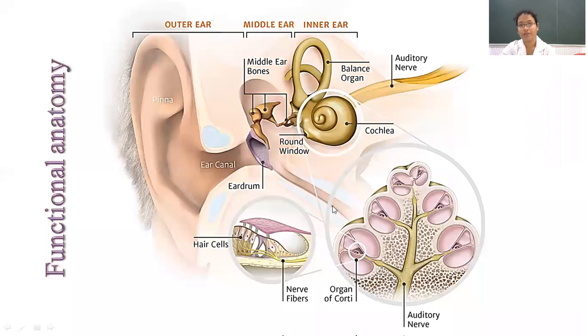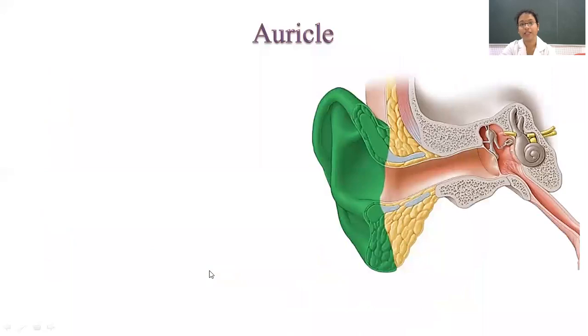Now, this cochlea is further enlarged into the cross-sectional area where these hair cells are. This is the place where the conversion of mechanical energy into electrical energy takes place. So these are the receptors for sound. Now let us see each in detail.